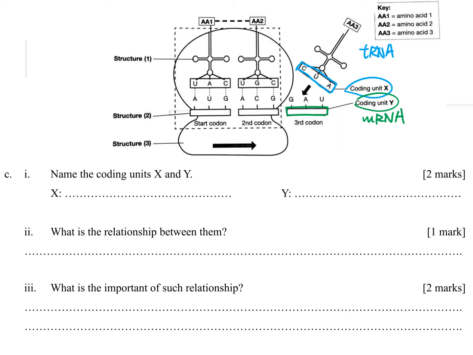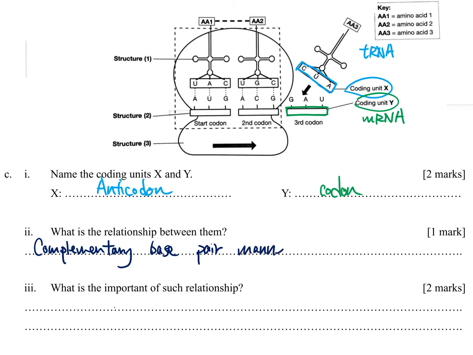X, it should be on the tRNA, it should be the anticodon. Well, for Y, it's on the mRNA, it should be the codon. And what is the relationship between them? The anticodon and codon, they have a complementary base pair manner. And then question 3, what is the importance of having the complementary base pair manner?